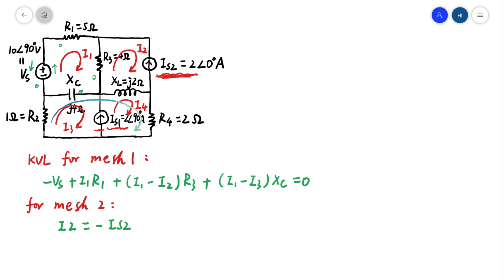We assume it's not there, which means here is just one mesh. This leads to one equation that incorporates two mesh currents. So for the super mesh, we could list the equation.